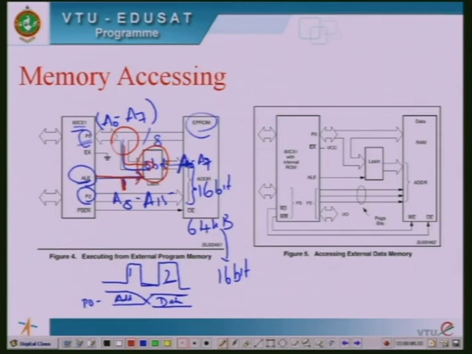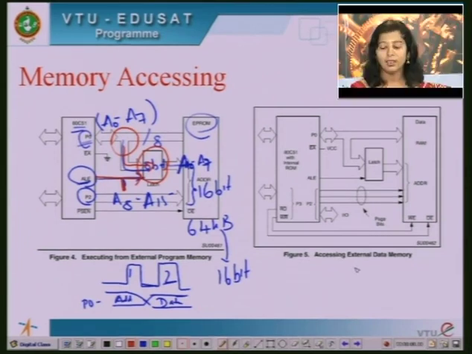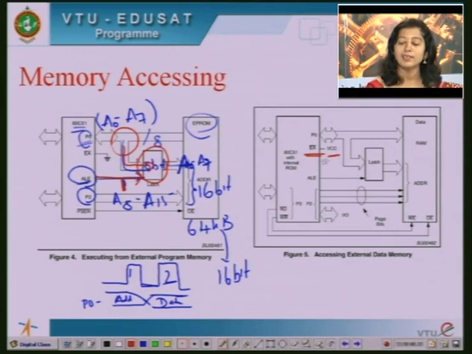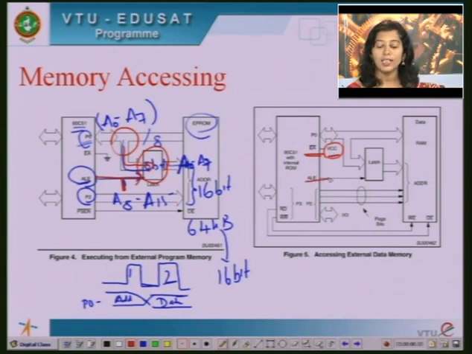Now, port 0 is free to carry the data in the next clock cycle. So, this is how ALE works. Here also, in the second diagram, we are trying to access data from data memory, and the EA bar pin is connected to VCC. It is an active low pin, connected to VCC because we are accessing data from the data memory.